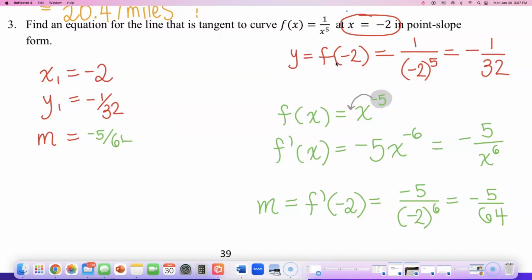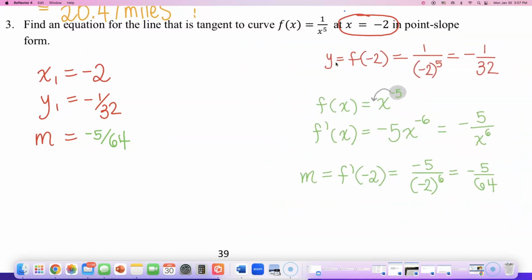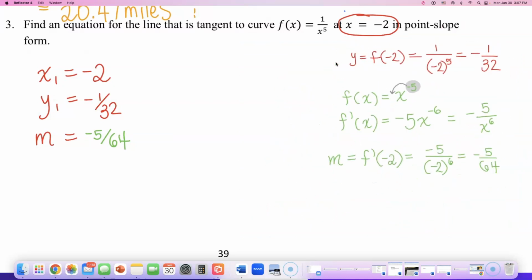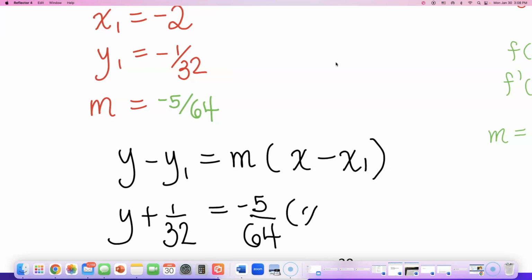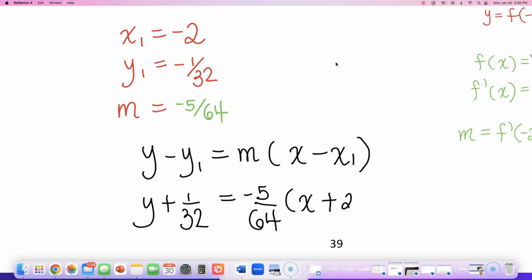Look at what I have. I have all 3 numbers I need to write the equation of a tangent line. So let's do point slope together. y minus y1 equals m times x minus x1. Plug in everything we have. y plus, because you see the y value is negative, 1 over 32 equals the slope of negative 5 over 64, parenthesis, x minus x1. Oh, x1 is negative 2, so I will have to do x plus 2 inside.